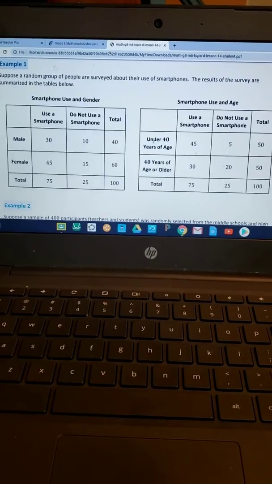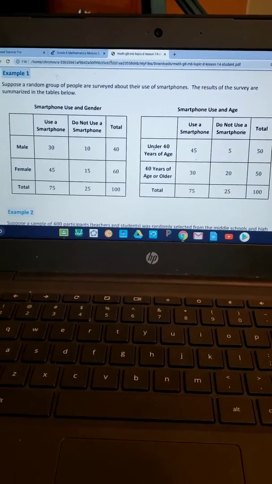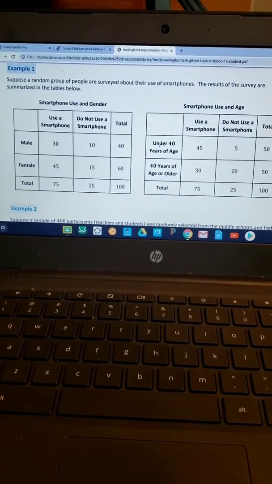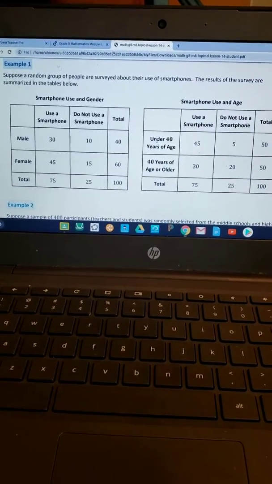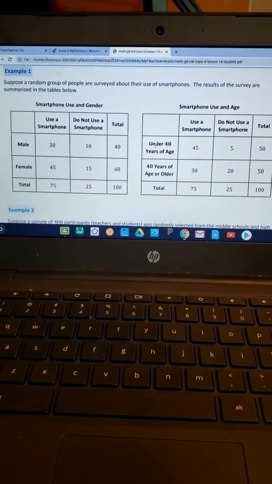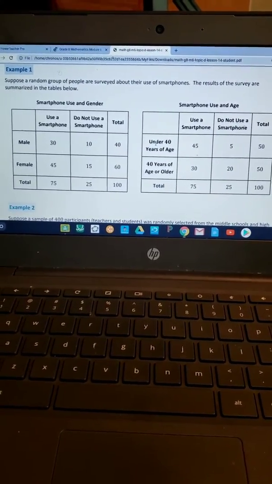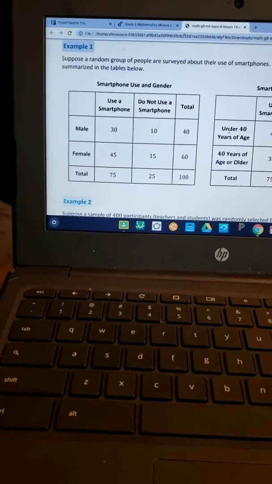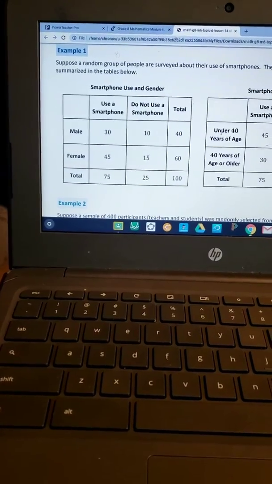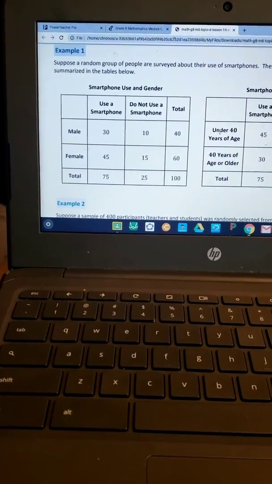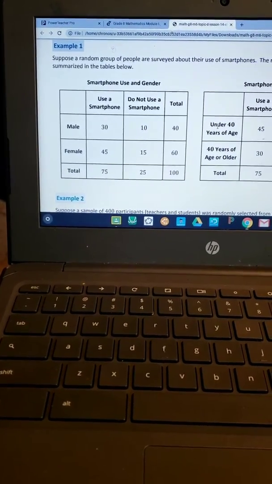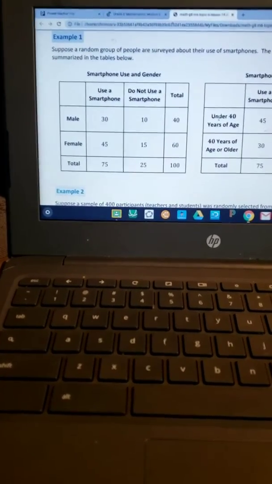As we look at this data, we can see that 75% of our population are using smartphones and 25% are not, when we're looking at gender. That tells us that if we have 100 boys and girls, of which 40 are boys and 60 are girls, 75 of them do have a smartphone and 25 of them don't.